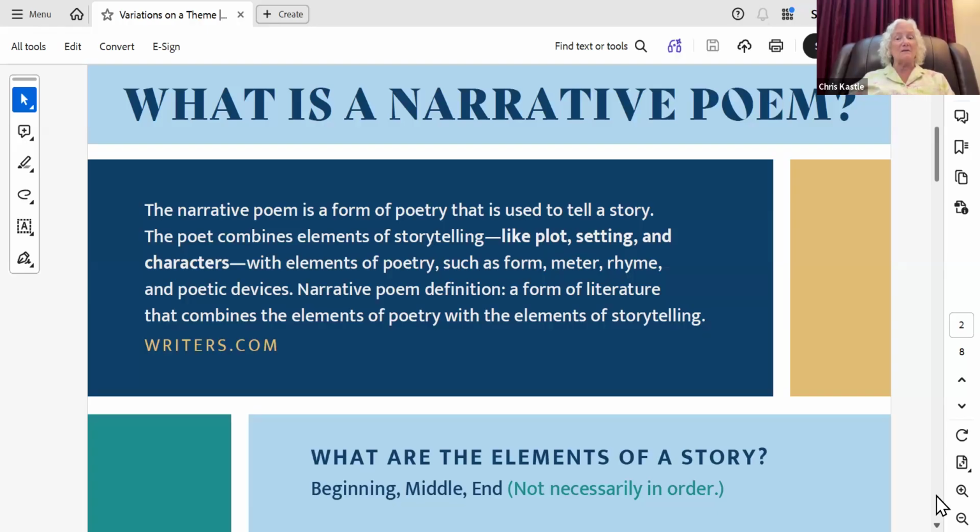What are the elements of the story? And it may sound really, really simple, but I'm sure you've all had experiences where you've heard someone telling you something, or you've read something and you're trying to figure out, well, how does it end? There's no end. Or where am I in the story? Beginning, middle, and end. The essence of a story. Sometimes it doesn't necessarily have to be in that order.